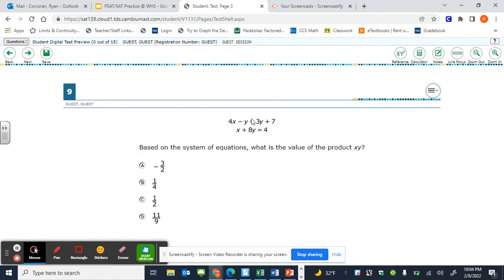What I think is interesting is that they have this system of equations, 4x minus y equals 3y plus 7, x plus 8y equals 4. Based on the systems of equations, what is the value of the product xy? So we're trying to find the solution to our systems.